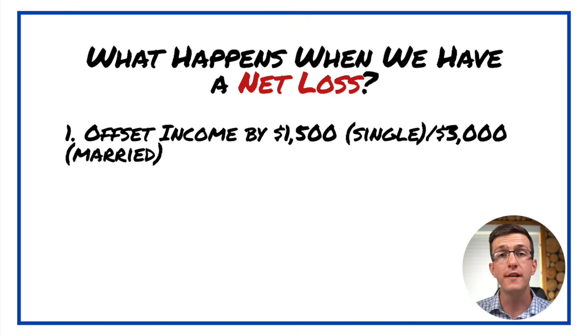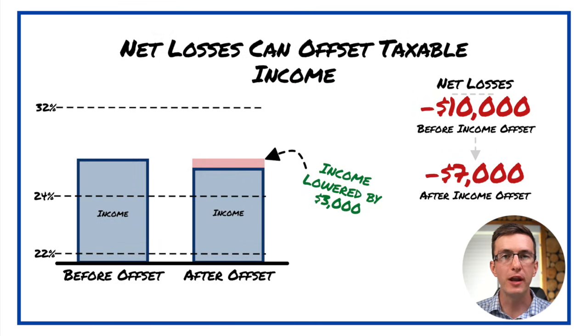When we have a net loss, some pretty advantageous things can happen on the tax side. So first, we can offset our income in that given year by up to $3,000 for a married couple and up to $1,500 for a single filer. So let's say that we're married and we had $10,000 in net losses in 2022. Well, we can take $3,000 of that $10,000 and offset our income. And so let's say that we're in the 24% bracket. Well, now we essentially get a $3,000 deduction within that taxable income where we offset $3,000 at 24%.